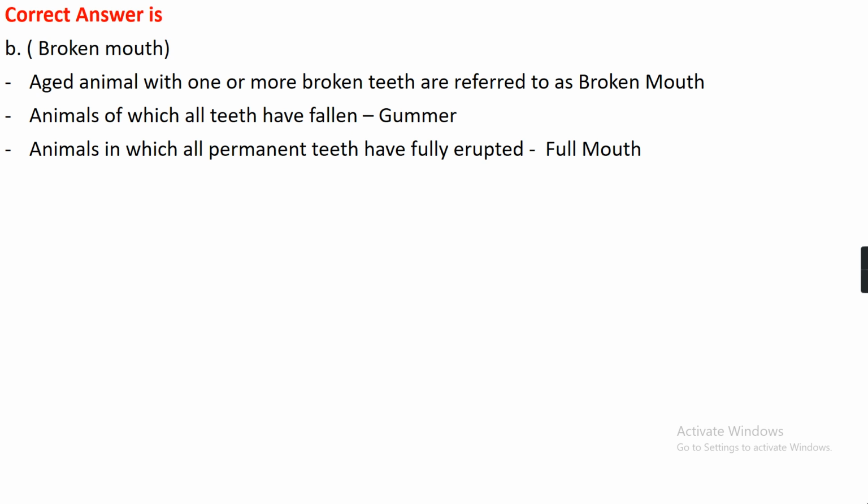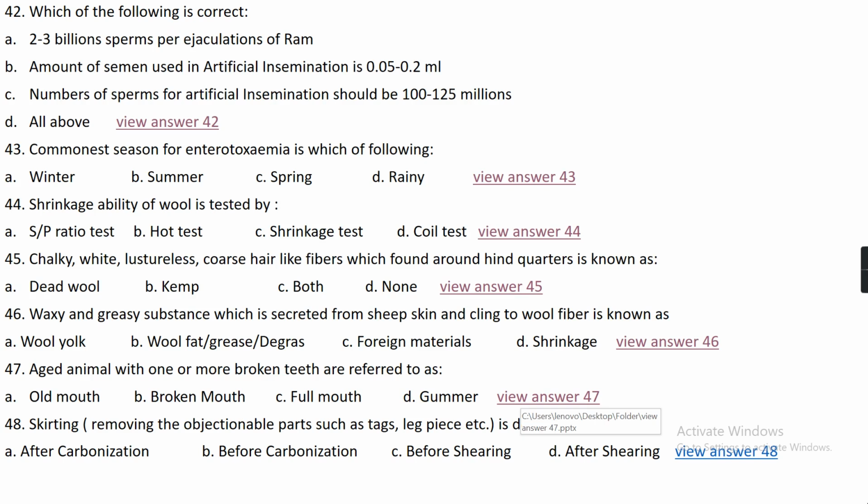Aged animal where all teeth have fallen is known as gummer, only gum is present. An animal in which all permanent teeth replace the temporary teeth, that is, permanent teeth have all fully erupted, is known as full mouth. Okay.